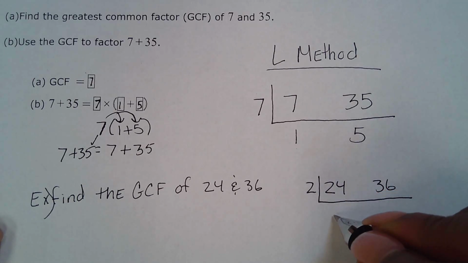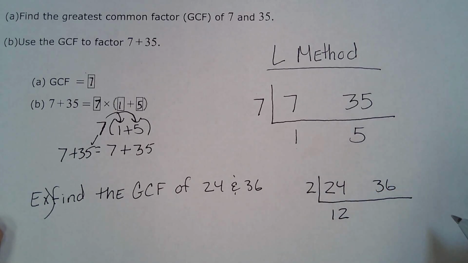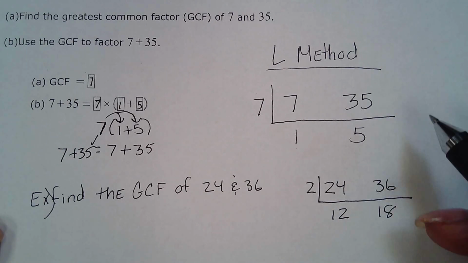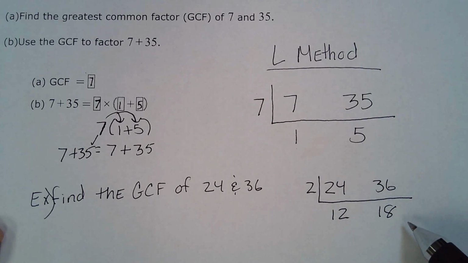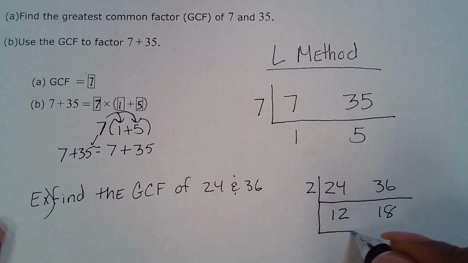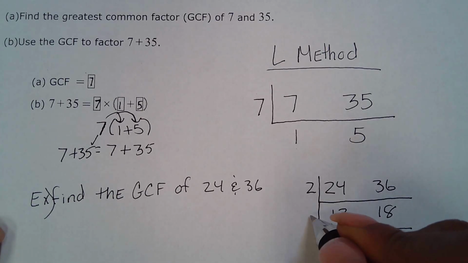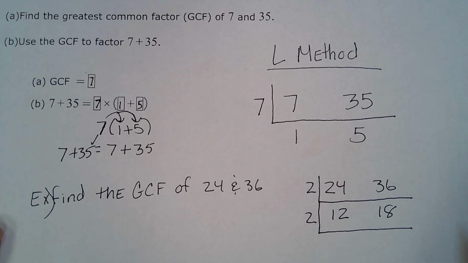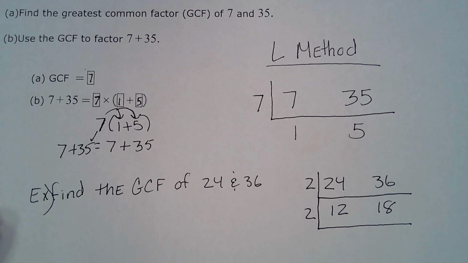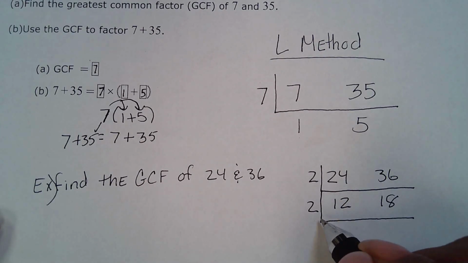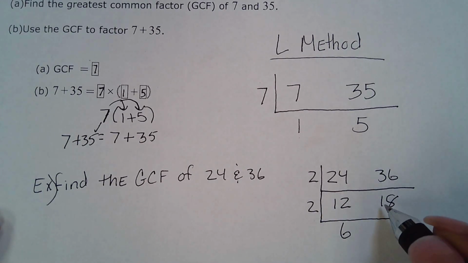So 24 divided by 2 is 12. 36 divided by 2 is 18. And so here's what I mean from my example 1. With 12 and 18, I know I can go further because 2 can be divided into both of those numbers. So I'm going to draw another L shape. On the outside of that, I'm going to use 2 again because I know 2 goes into both of those. So 12 divided by 2 is 6, and 18 divided by 2 is 9.